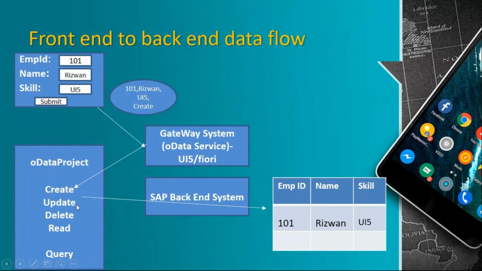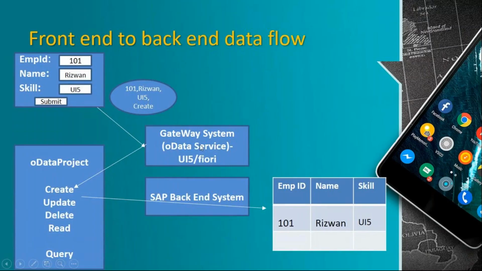I repeat, business logic is written in an OData project, and this OData project is created in the backend system, this box. But the outcome of the OData project, which is an OData service, is deployed in the SAP gateway system. And the SAP UI5 framework will call this OData service. SAP UI5 will not talk to the backend system, and it cannot talk to the backend system. SAP UI5 will talk to the gateway system, that is the OData service.